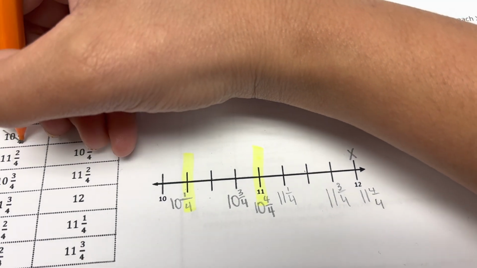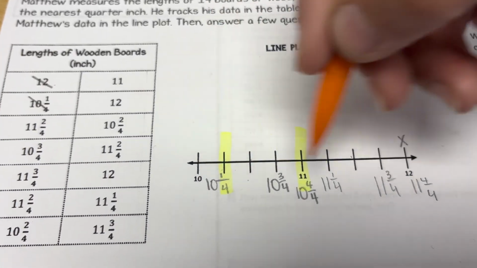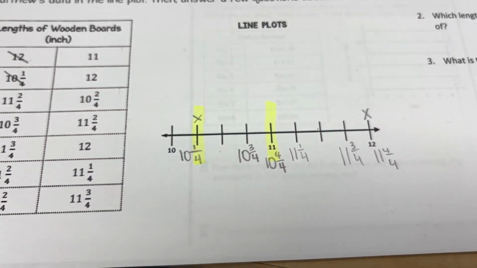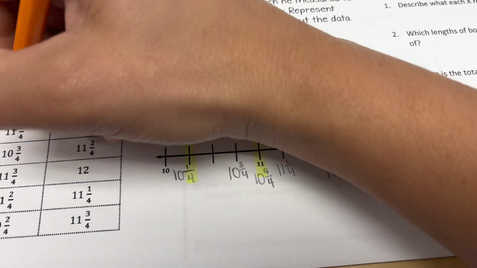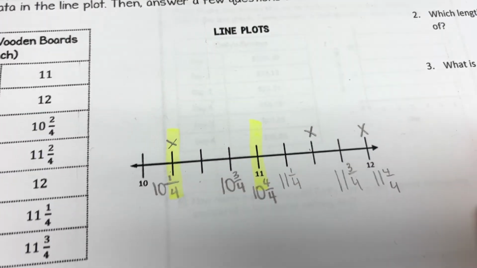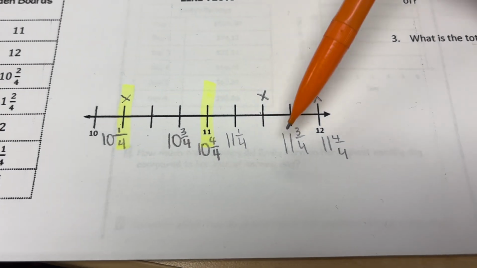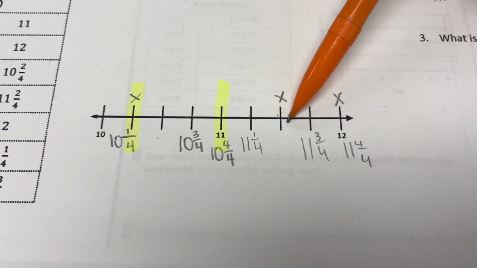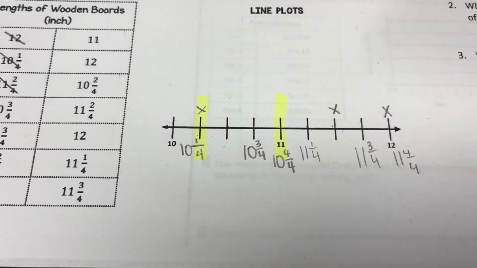This is 10 and 1/4. So it's easier if you already have things labeled. That way you can very quickly just put an X at 10 and 1/4. This is 11 and 2/4. So I'm going to stick an X at 11 and 2/4. And even if it's not labeled, if that's 11 and 1/4 and that's 11 and 3/4, then 11 and 2/4 would have to be in the middle.